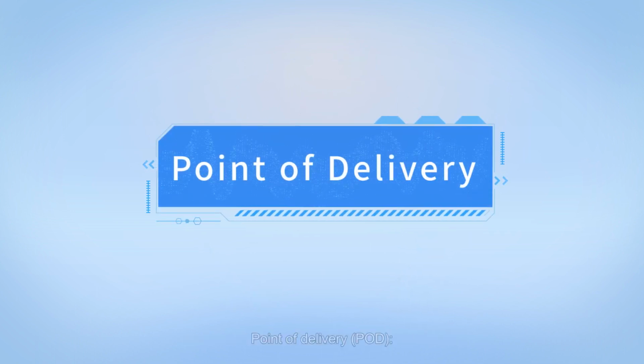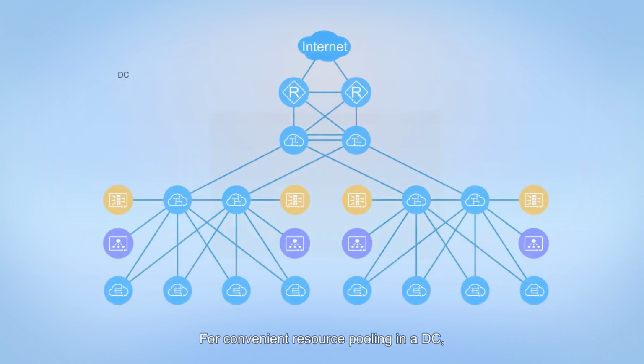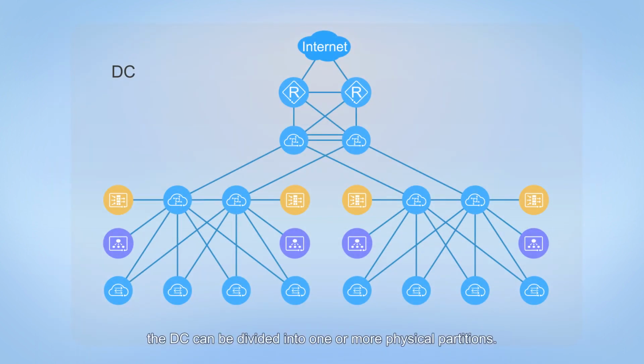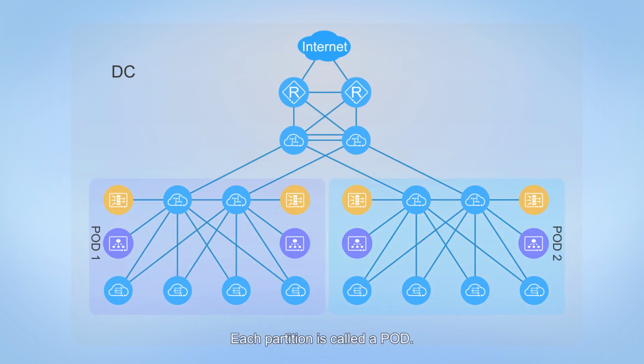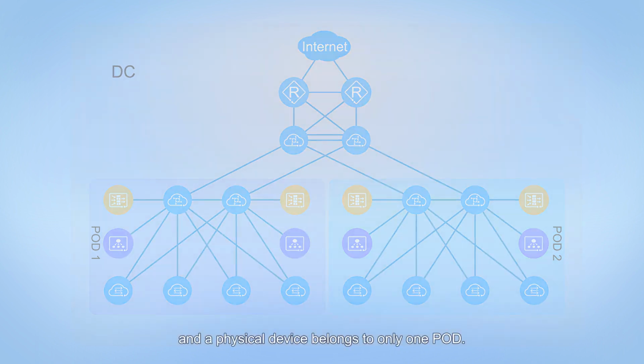Point of delivery. For convenient resource pooling in a DC, the DC can be divided into one or more physical partitions. Each partition is called a pod. A pod is a basic deployment unit of a DC, and a physical device belongs to only one pod.